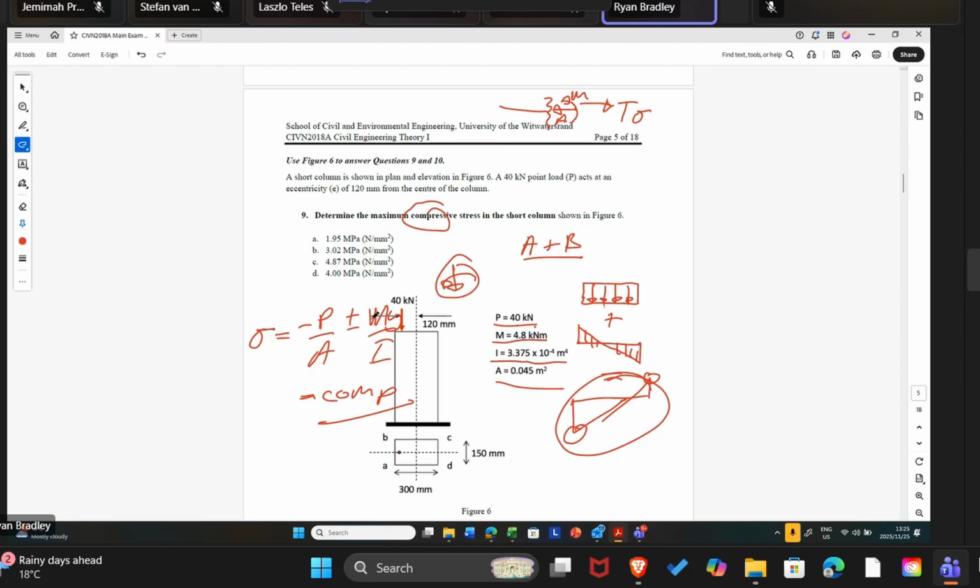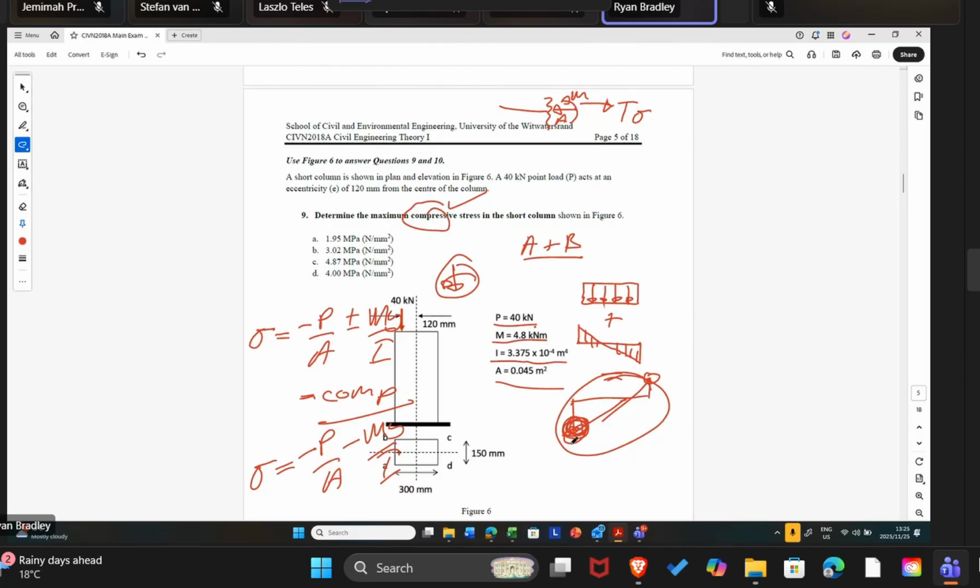So when we solve this problem, we're only going to get one value out because I've asked for compression, which means that the value we want here corresponds to stress equals minus P over A minus My over I. Okay, so this plus-minus falls away now because I haven't asked what the stress here and here is. I've asked what the stress here is at that point.